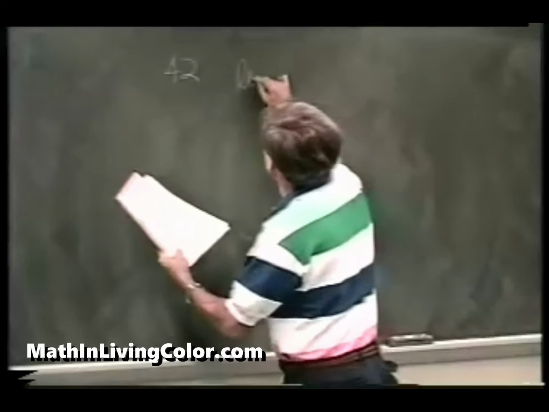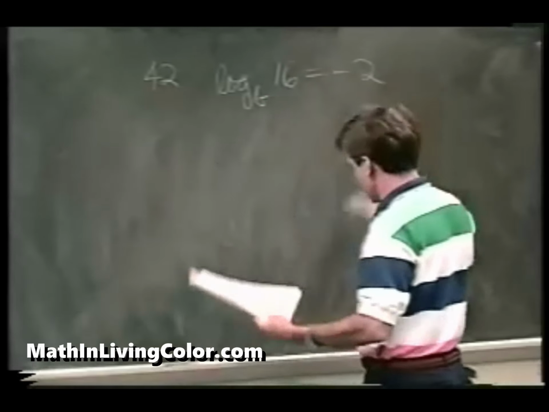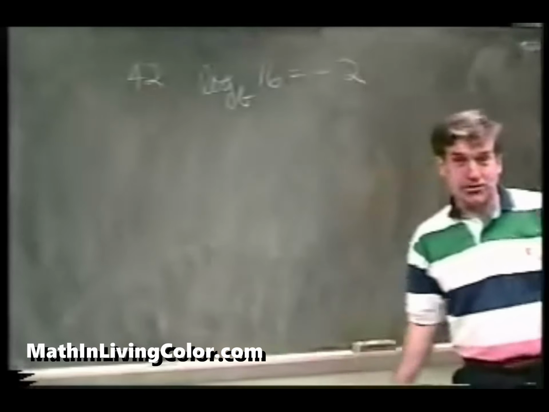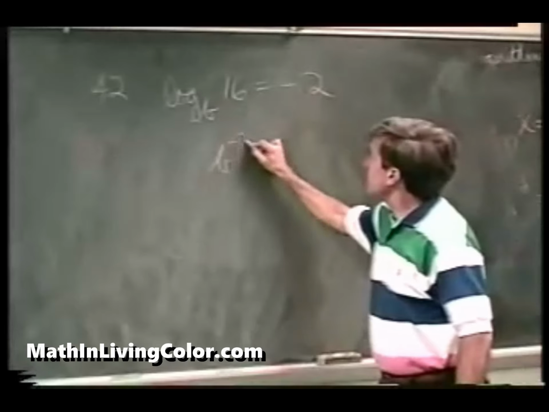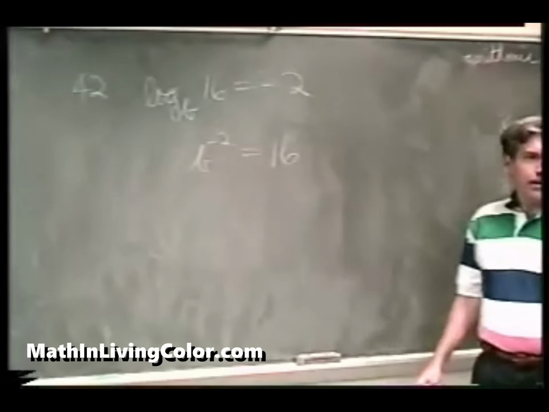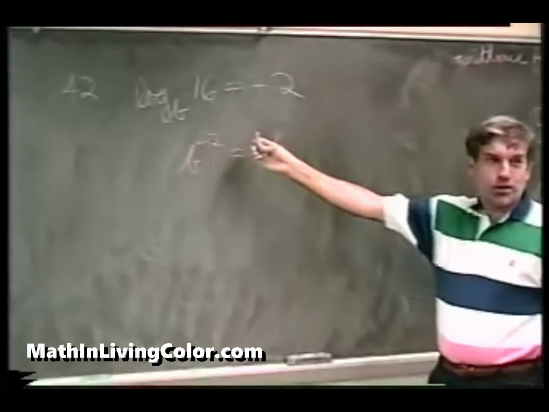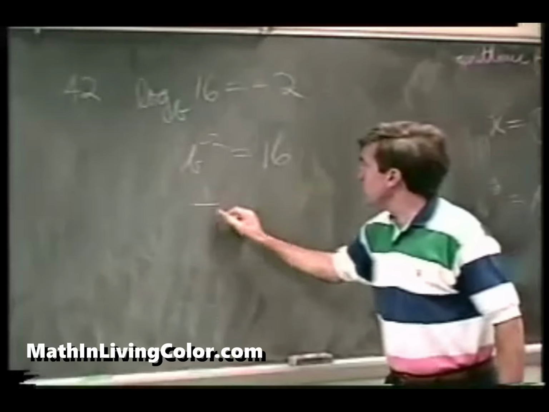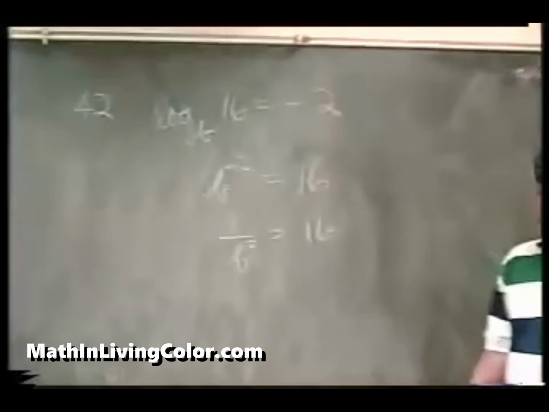It says log base b of 16 is equal to -2. So first thing is to translate it. What does it say when you translate it? b to the -2 equals 16. All right, now what do you have to do? You've got b to the -2. You can rewrite that as what? 1 over b squared, which is equal to 16.